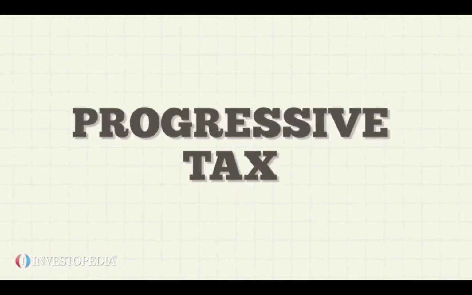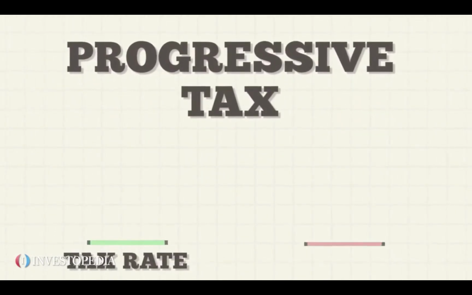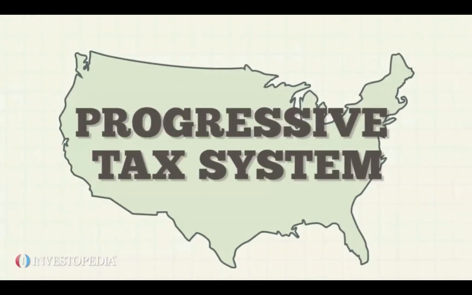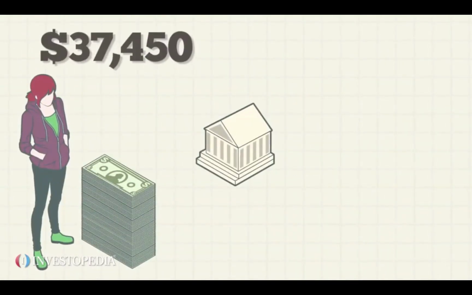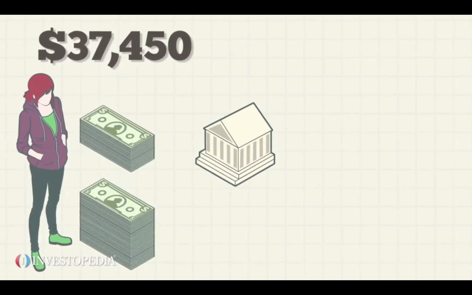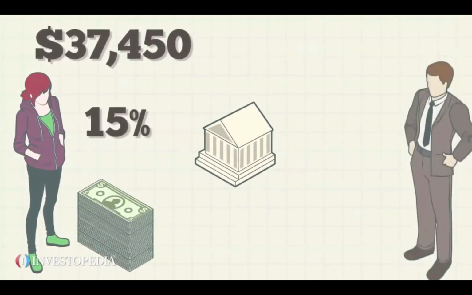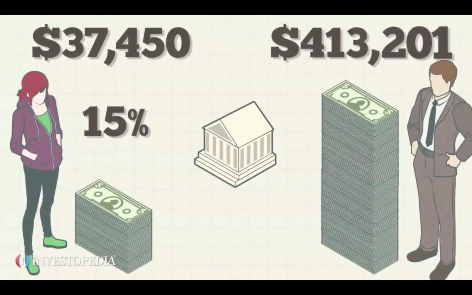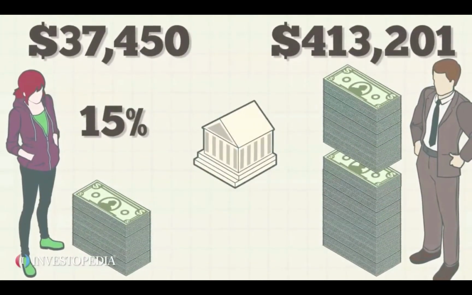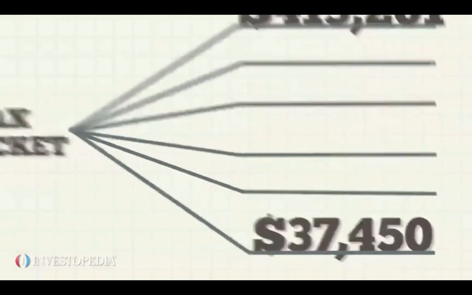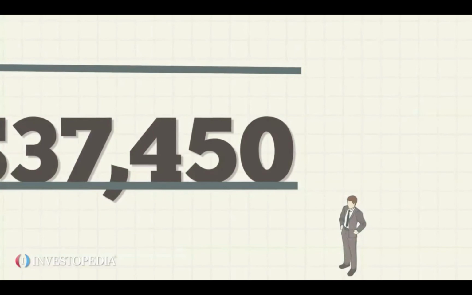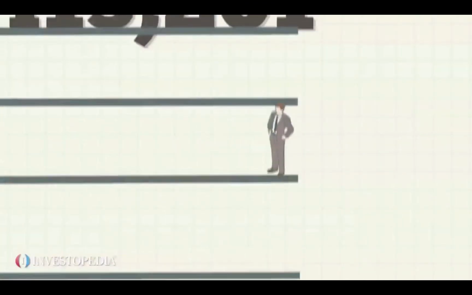A progressive tax is a levy in a tax system where the tax rate increases as the taxable base increases. The United States income tax is a progressive tax system. In 2015, individual taxpayers with taxable income of $37,450 are taxed at a rate of 15%, whereas individual taxpayers with taxable income over $413,201 are taxed at a 39.6% rate. Between those two extremes, there are 4 more tax rates at bracketed income levels. As a taxpayer's taxable income increases, he is said to climb the brackets to higher income tax rates.